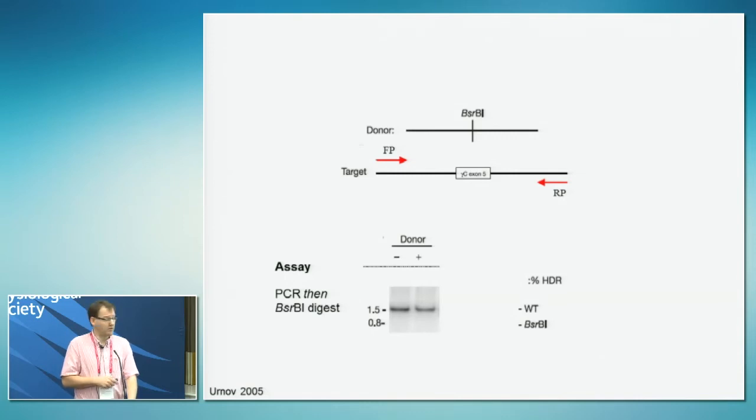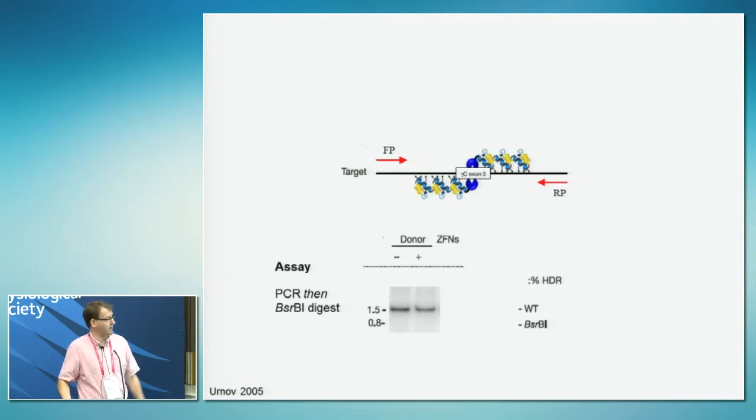It corrects the mutation, but it also adds a restriction site. So if this restriction site ends up in the genome, when you do your PCR and then digest the PCR product with BsrBI, if it's been successful, you'll get 2 bands, not 1. But if you just put the donor in by itself, nothing happens, or nothing that you can detect anyway.